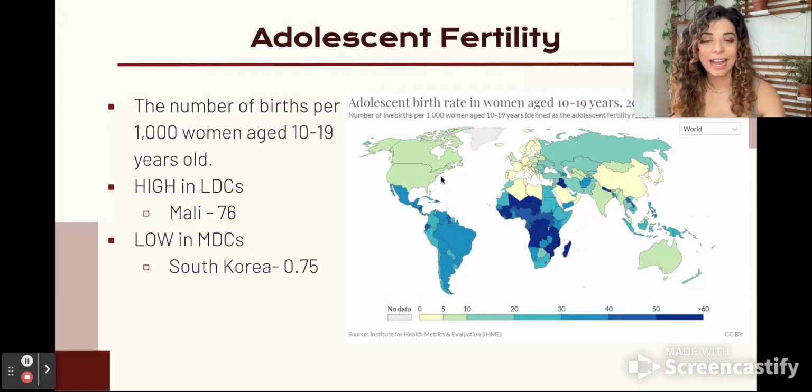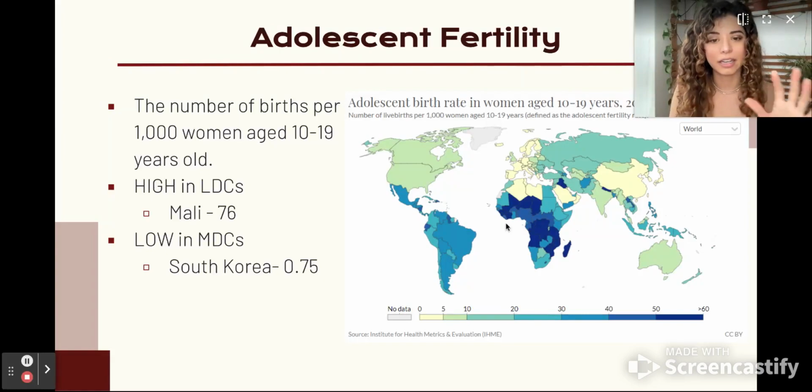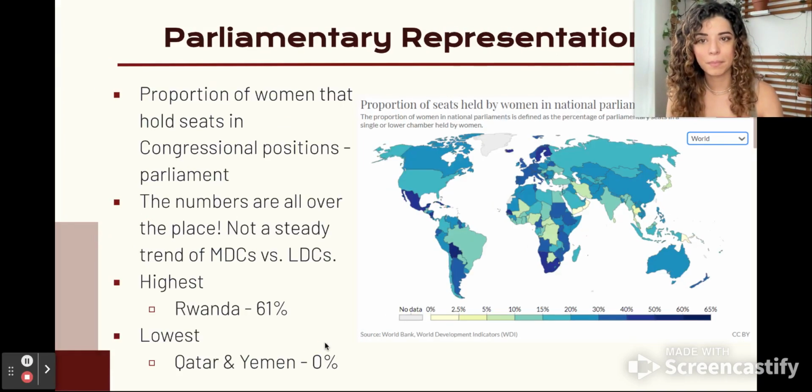Also, adolescent fertility. So this is the number of births per 1,000 women from ages 10 to 19. So this is high in less developed countries. We see that the younger somebody is, while they're still in their adolescent phase of life, if they're giving birth, that tends to be something that happens a lot more in less developed countries, whereas it's low in more developed countries. So here we can see and compare some of those stats.